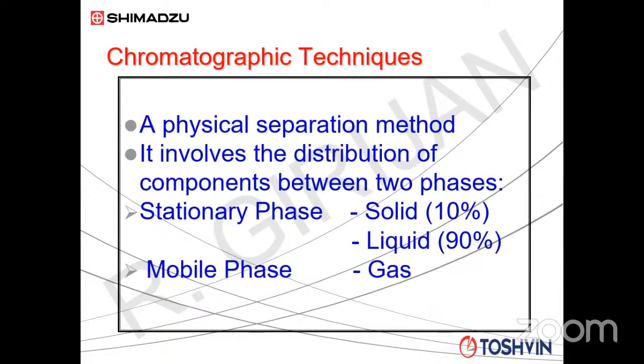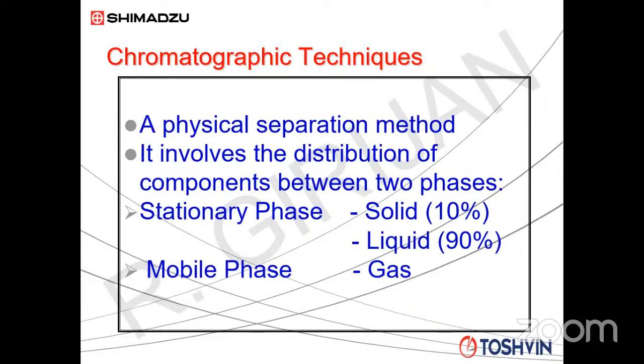Now you have a sample and the sample contains more than one component. It can be 2 compounds, it can be 10 compounds, or it can be 100 compounds. So when you have a sample which contains different compounds, and when you do a chromatographic analysis of the sample, the compounds get distributed between 2 different phases. That's a very basic requirement for conducting a chromatographic analysis. You require a stationary phase, you require a mobile phase.